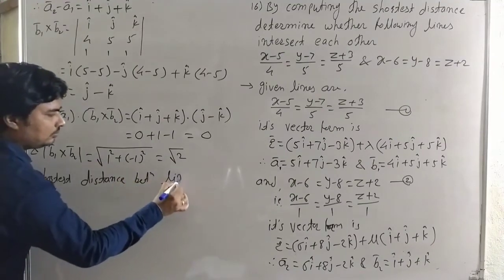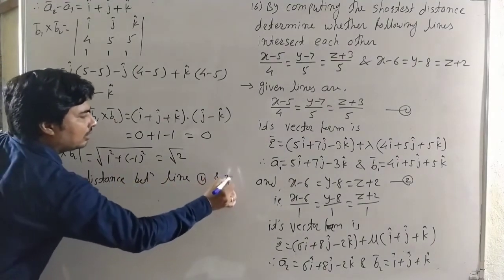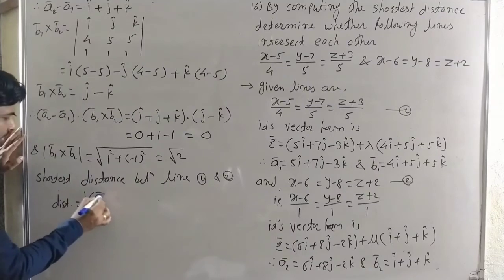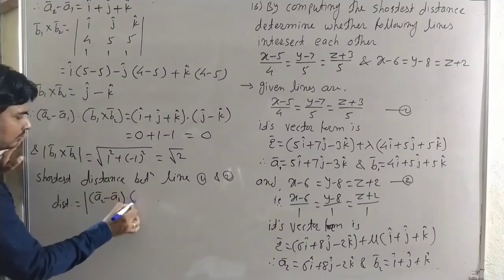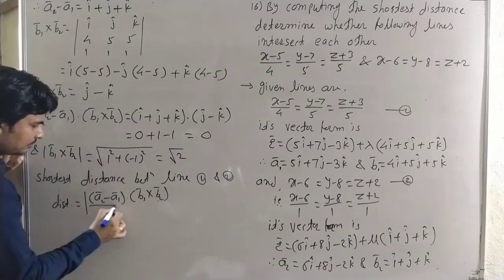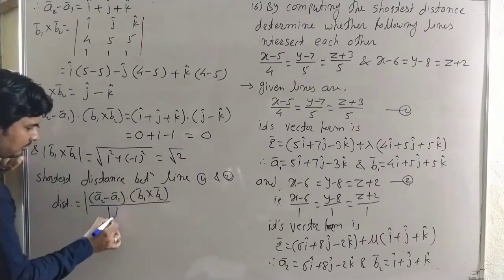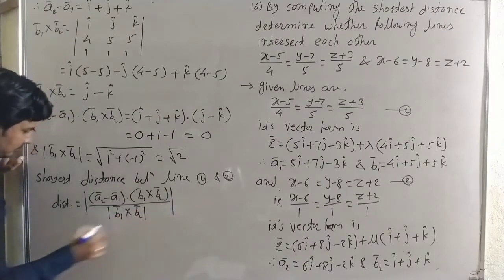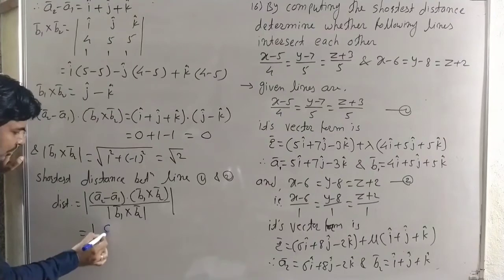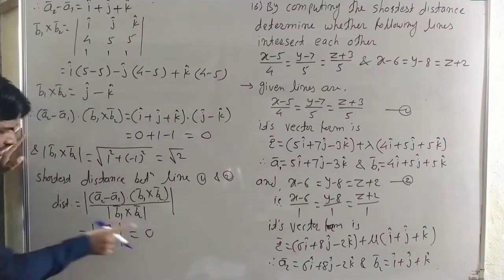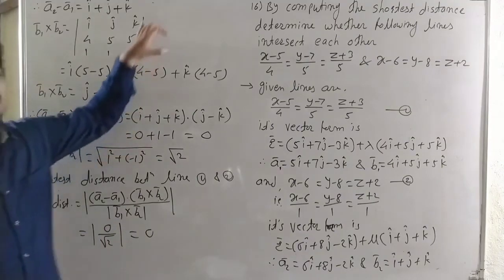Between line 1 and 2, here is the distance: a2 bar minus a1 bar dot b1 bar cross b2 bar upon magnitude of b1 bar cross b2 bar, and then it is 0 upon under root 2. It is 0. That means the shortest distance is 0.